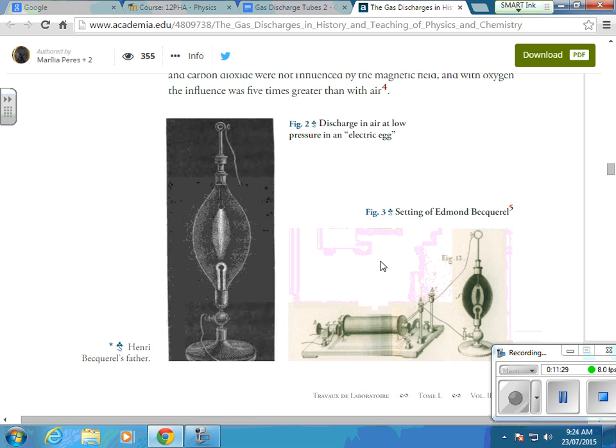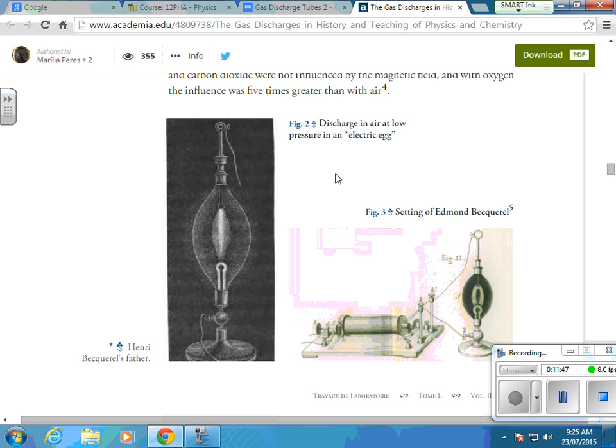Now, here's a picture of one of the very, very early discharge tubes looked at by another very, very famous scientist, Becquerel. Cathode ray tubes, yeah.